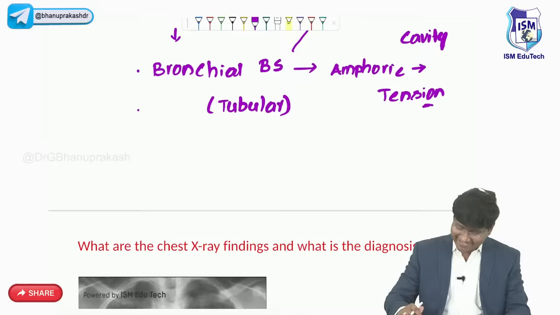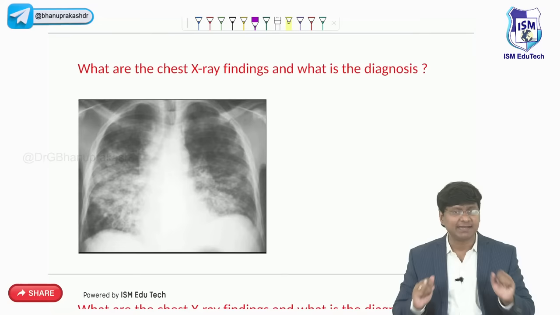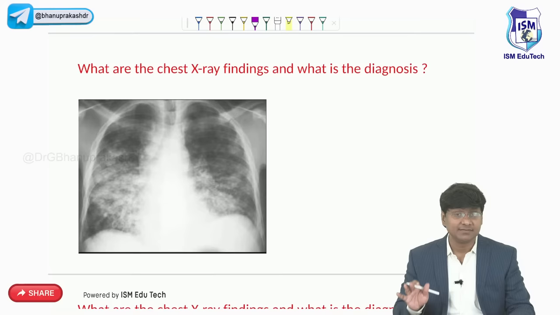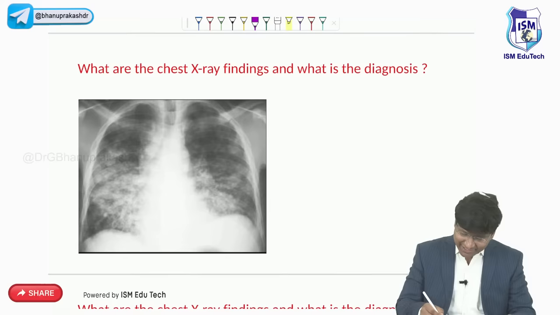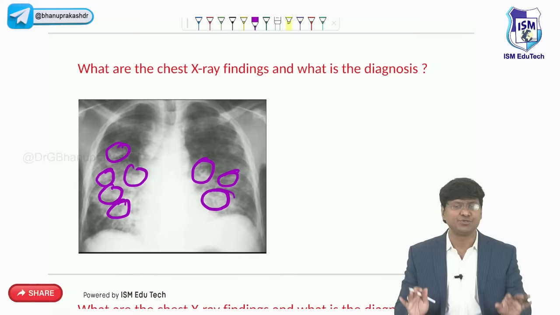Next, I'll show you one more x-ray. What are the chest x-ray findings and what is the diagnosis in this case? Okay, yes. Now, what are the abnormalities you are having? You are having consolidation or opacities. But these opacities are not confined to one lobe. You have multiple opacities which are distributed throughout the lung.